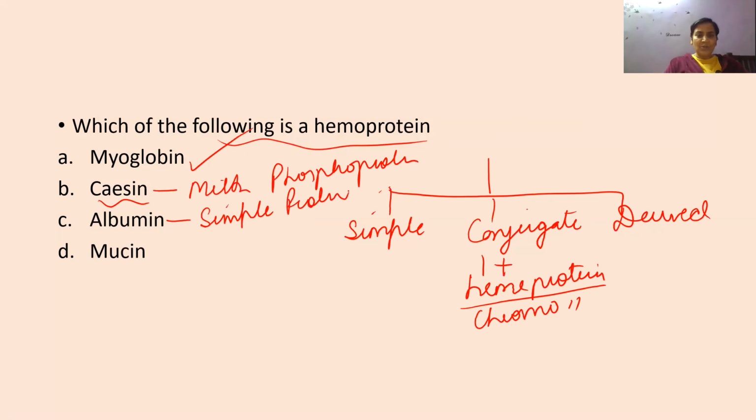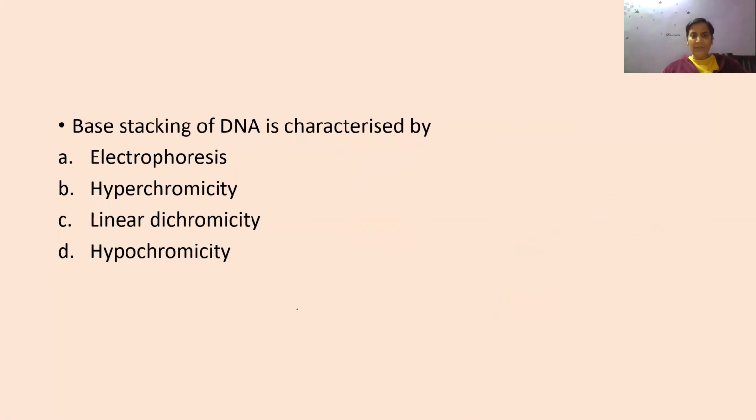Right. So the answer to this question is hemoprotein. The example is myoglobin. I hope this question is also clear to you. Then we move over to the next. Base stacking of DNA is characterized by.